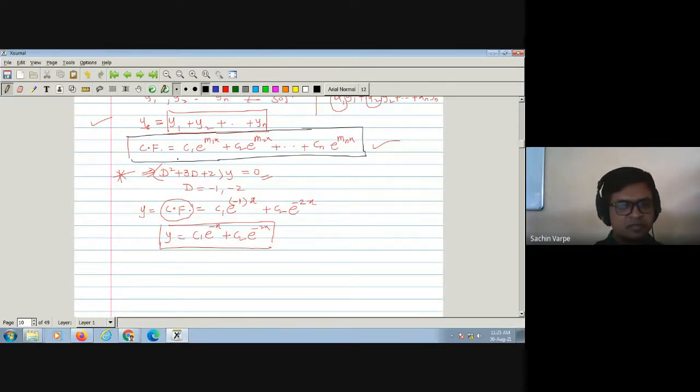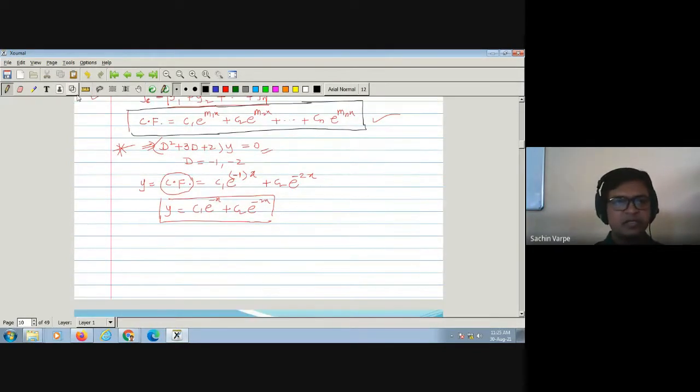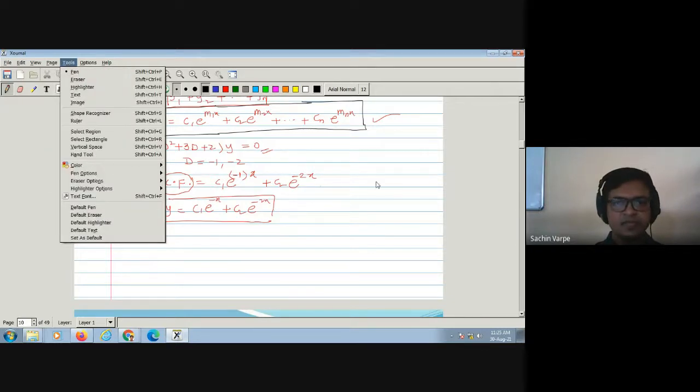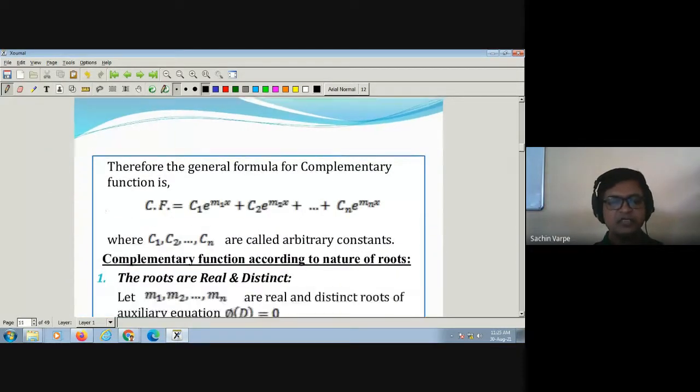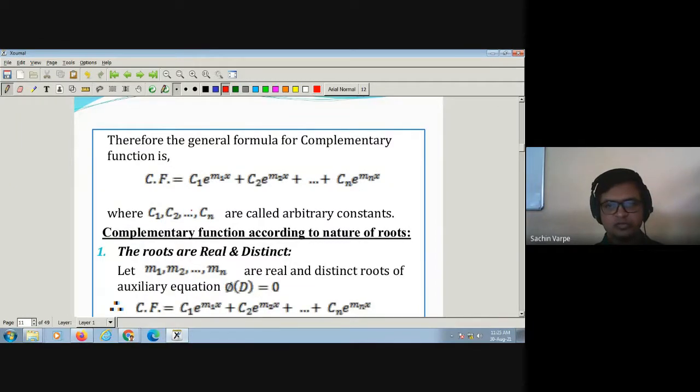So first, let me write here, or actually I have explained here. You can see, therefore, the general formula of the complementary function is this. You can even take a screenshot also.